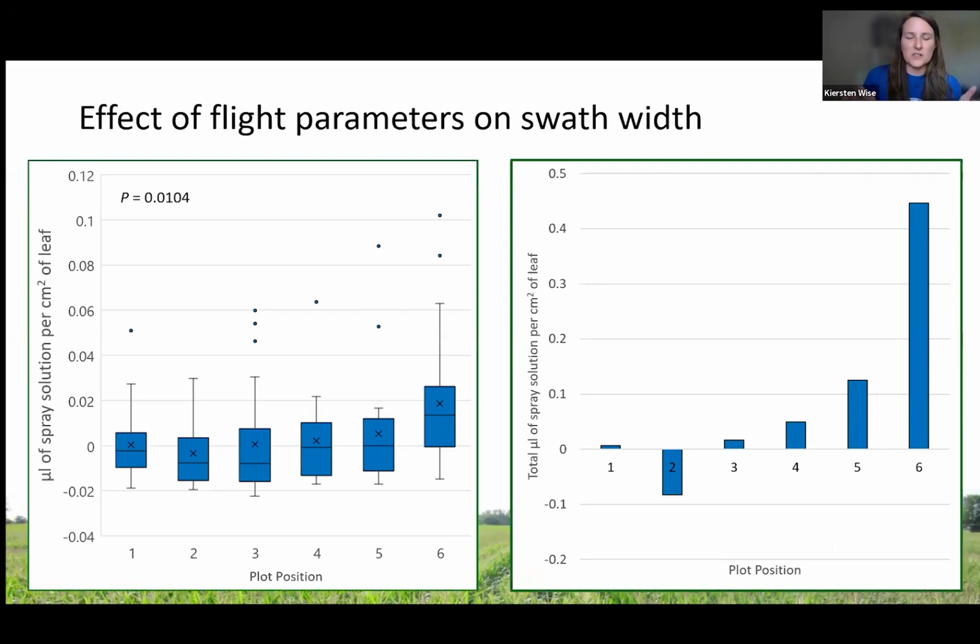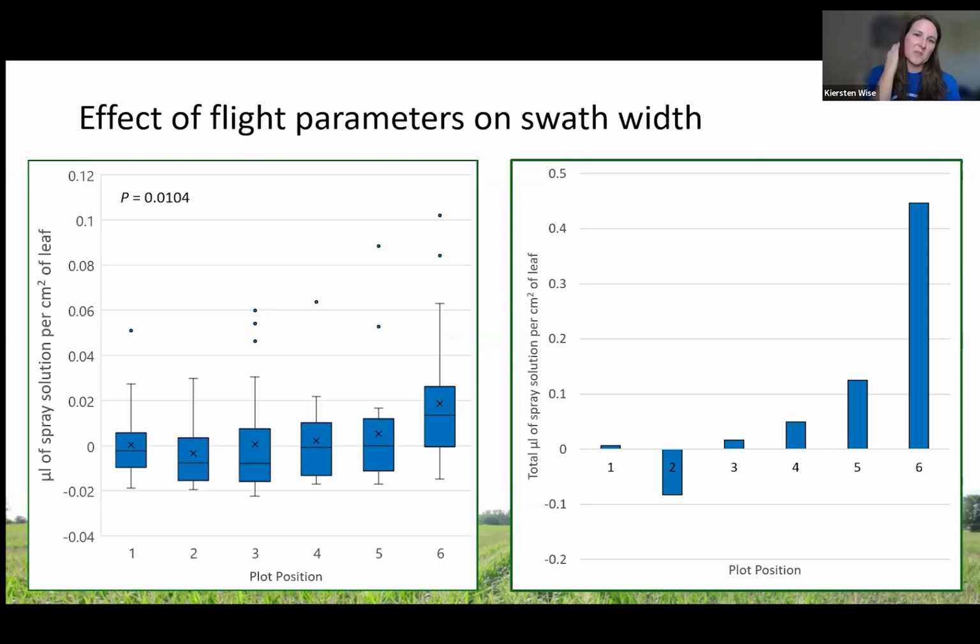So this is what it looks like across the swath. So our plot position, the number 3 would be right under the center of the drone. So what you see is that you're actually getting more deposition over at one edge of the plot in that plot position 6. And so then we looked at it as the total of how much is being deposited, and you can see that on that edge of the plot is getting a lot of that spray solution. So the fungicide, everything is like ending up on one side.